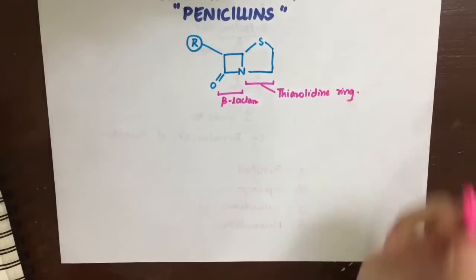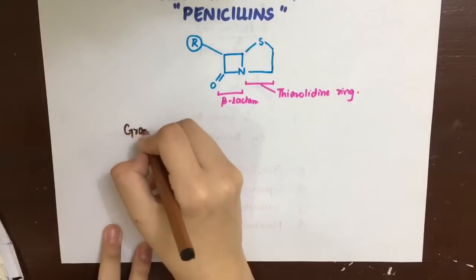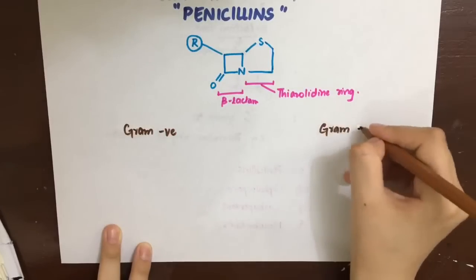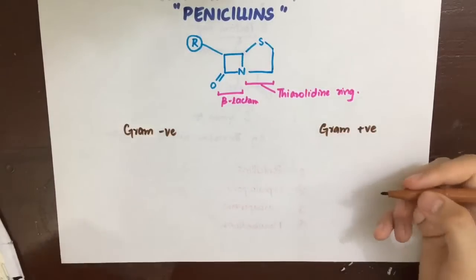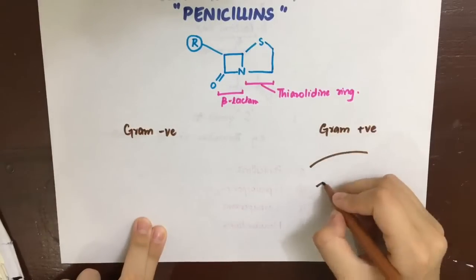But modifying this R group actually has its consequences. It will actually lead to an increased molecular weight of the penicillin, and thus there will be decreased penetration of the penicillin through the porins into the bacterial cell, and thus a very narrow spectrum antibiotic will be produced. I'll explain that when we are talking about the classification of penicillins.